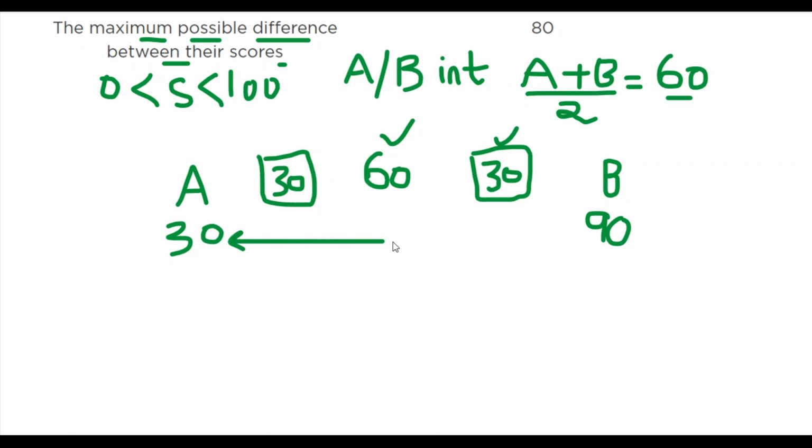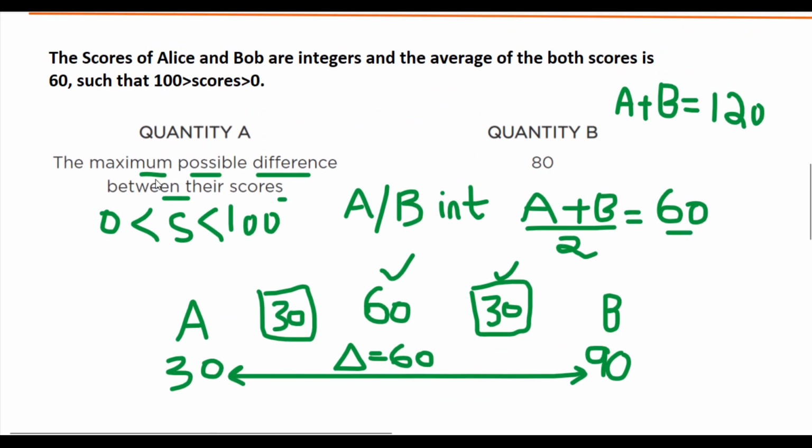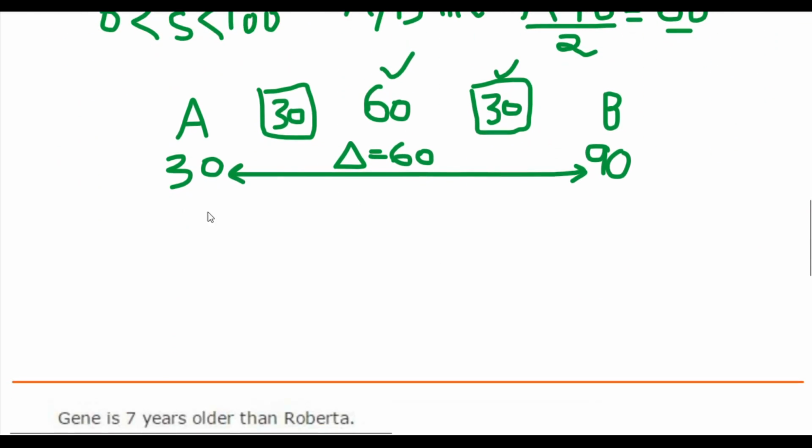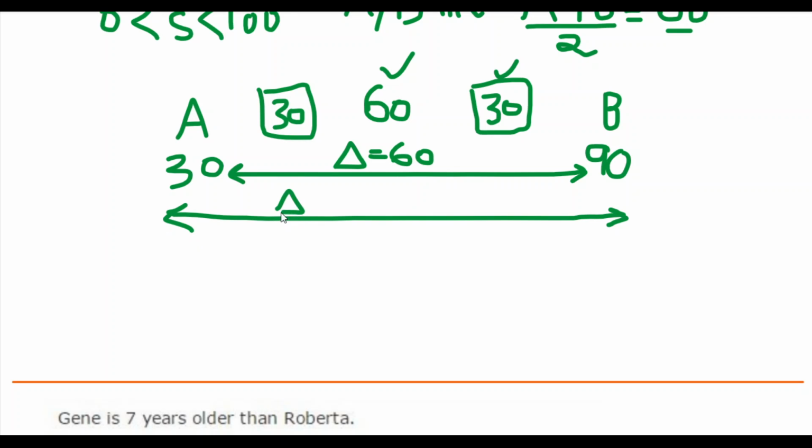And the difference between them, the delta, is also going to be 60. But the question is asking for the maximum possible difference. Now the question is, can I stretch this line out a bit longer? And if yes, how can I do that? So I'm interested in the maximum difference between the two averages.